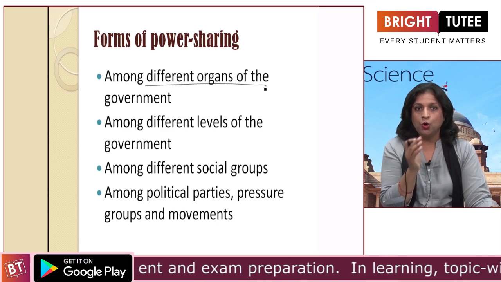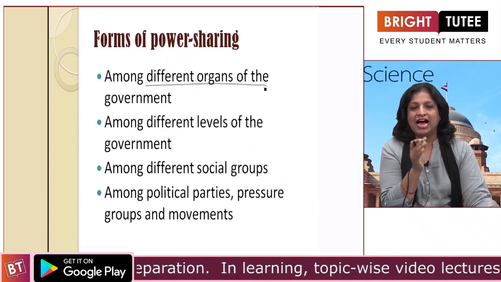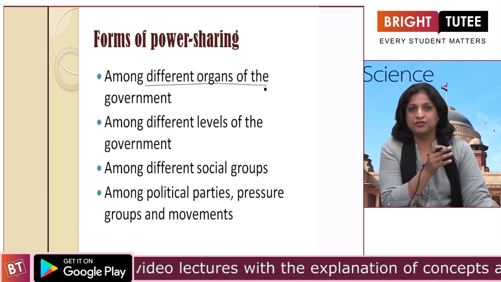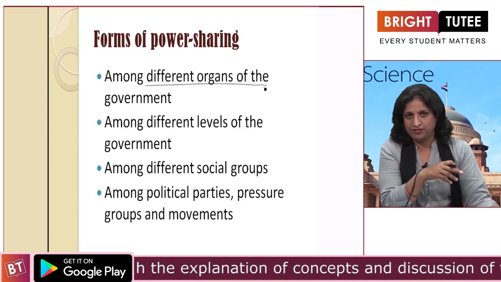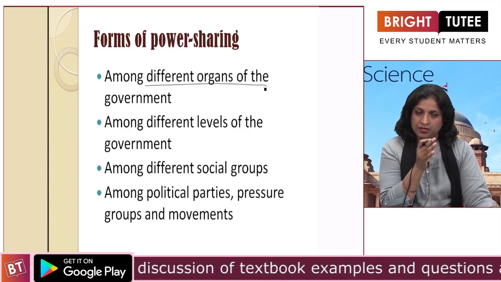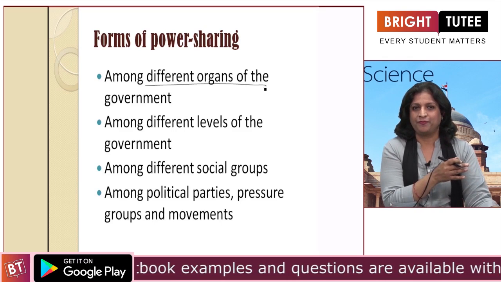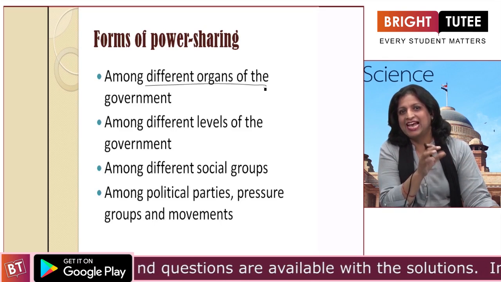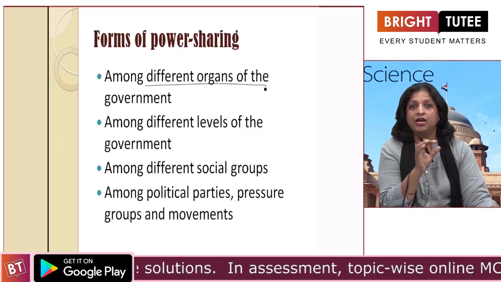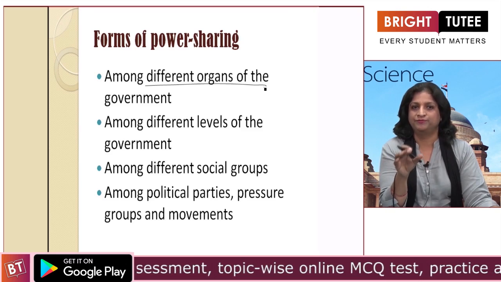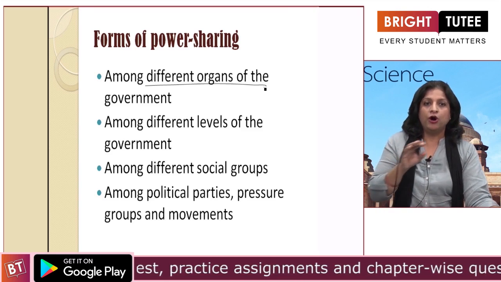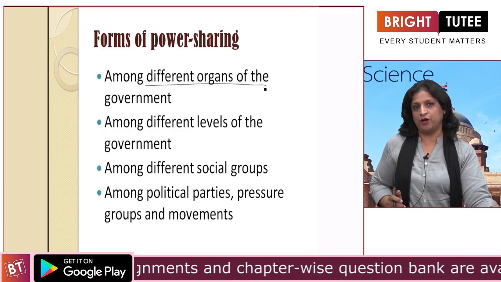But no single organ can have unlimited power. Legislature controls the executive. Executive has to give a report to the parliament, to the legislature. So there is a system of checks and balances, so that no organ can have unlimited power. First form of power sharing, also called the horizontal distribution of power.